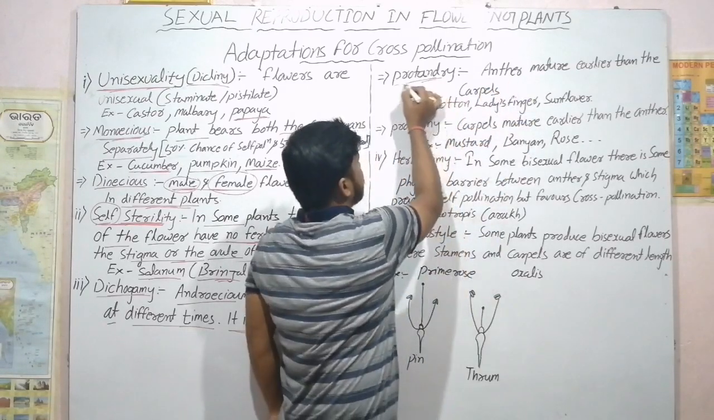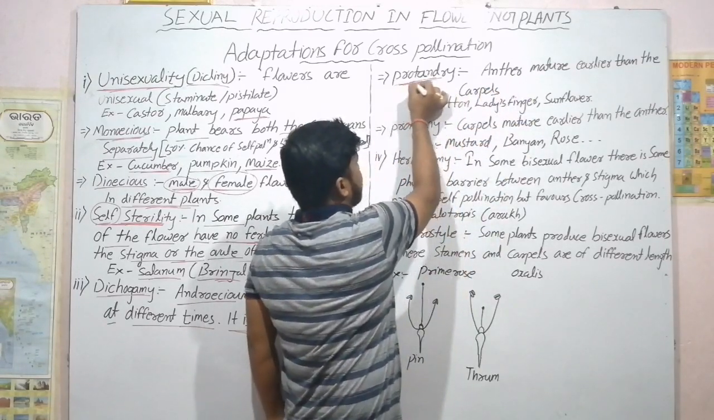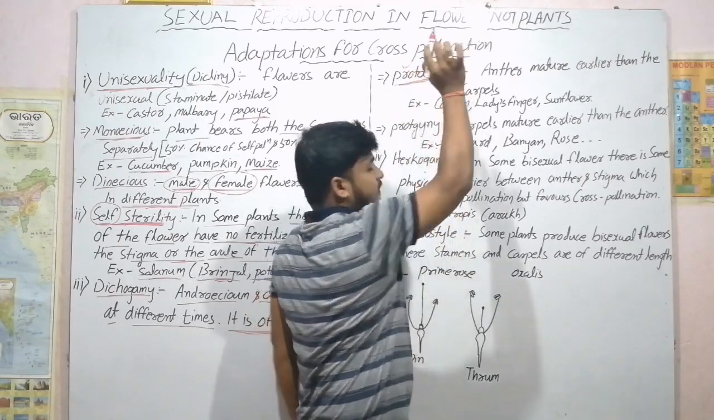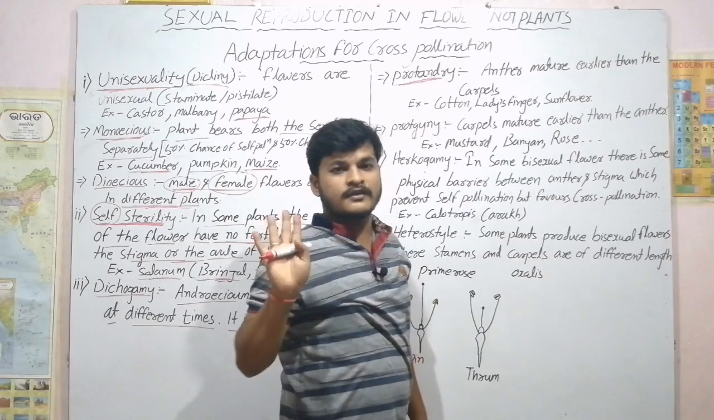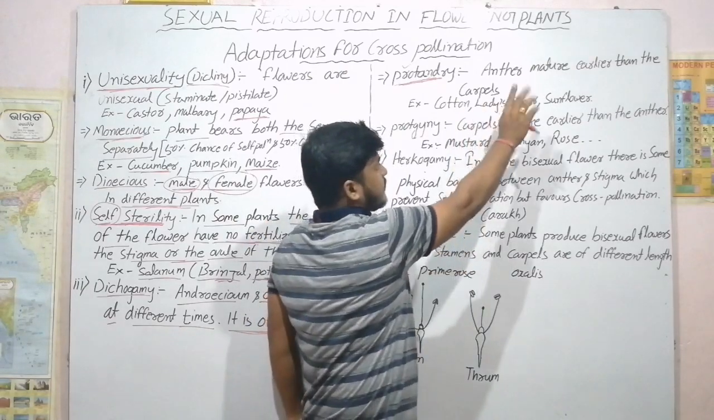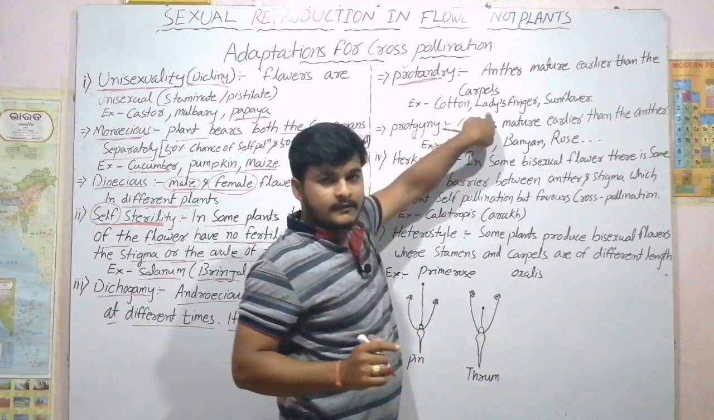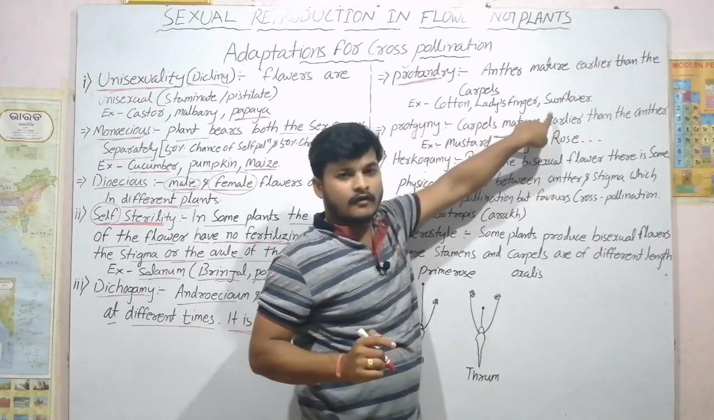And the term told you that protoandry, proto means your initial stage, andry means your androecium. Initially androecium is developed. That means at first androecium is developed. So your anther matures earlier than the carpels. And the most common examples are cotton, lady's finger, that means okra, and sunflower.